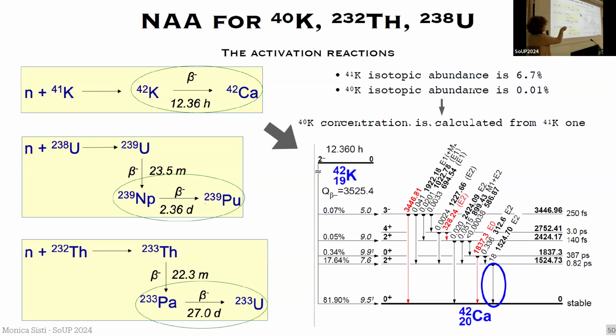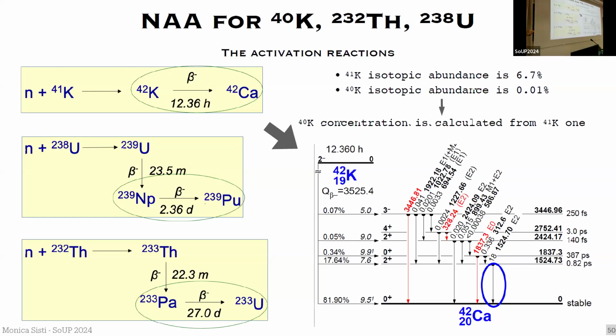We do neutron activation analysis mostly for potassium 40, thorium 232, and uranium 238. Of course, these are the most dangerous contaminants. So this is how it works. For potassium, if you want to make the neutron activation of potassium 40, you end up in potassium 41, which is stable, so it is no help.